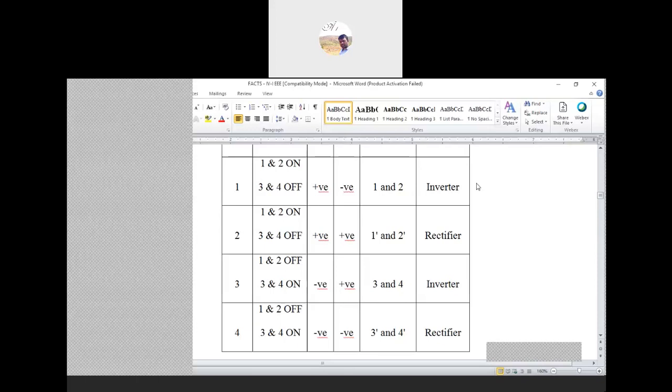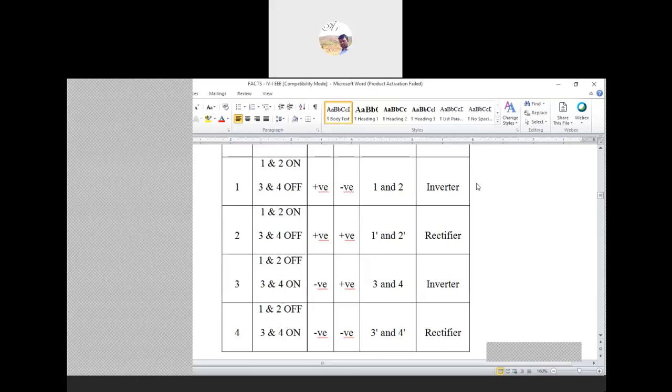So when 1 and 2 are on, it is rectifying. In the other half cycle, due to the reversal of current flow, 1 dash and 2 dash are conducting, and at this instant it will act as a rectifier. For another instance, T3 to T4, the third and fourth are on. At this instant VAB is negative and IAB is positive.